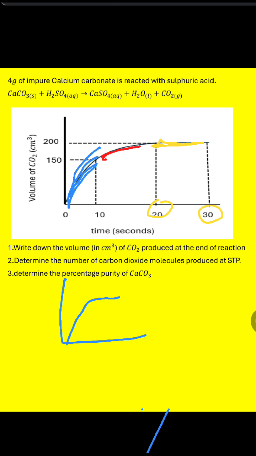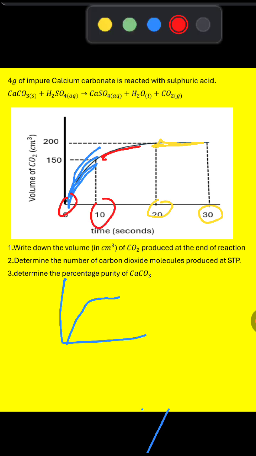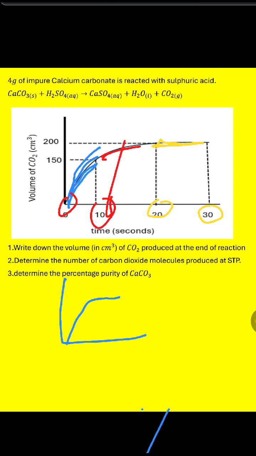Then we said between 0 and 10, the reaction is faster. And between 10 and 20, this part here, the reaction is slow. The reaction is slow here. The reaction has stopped here, and the reaction is fast here. So it is fast, slow, stop.